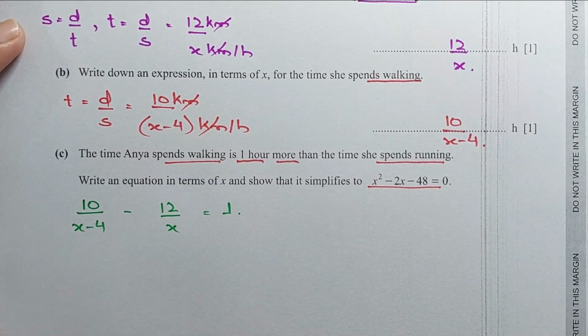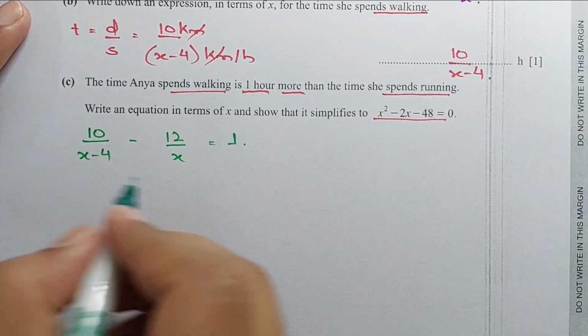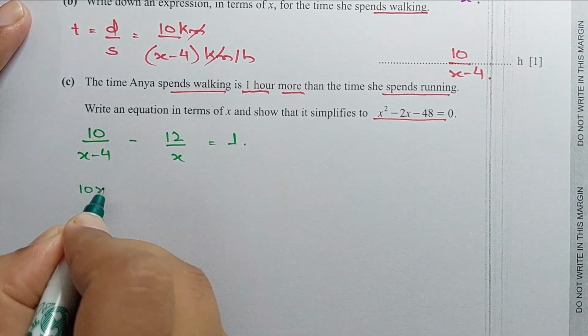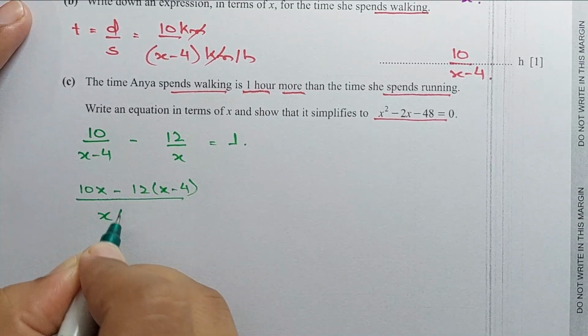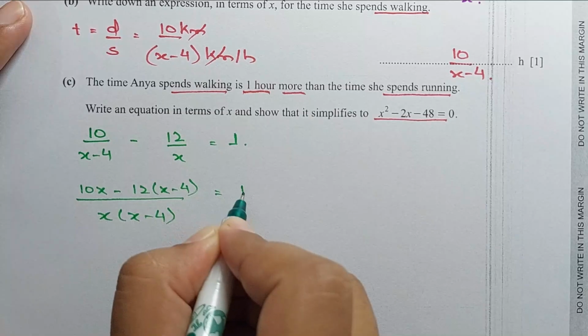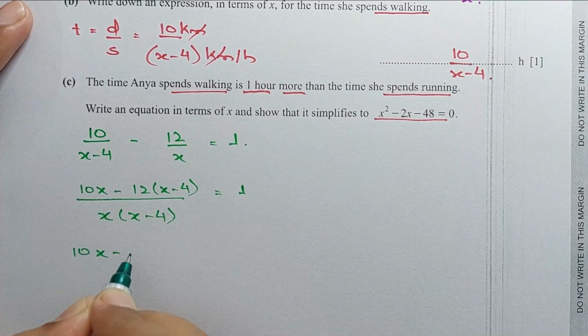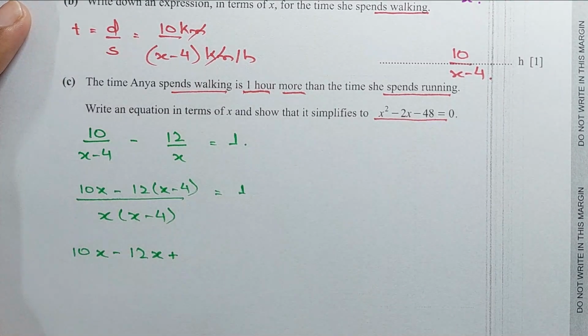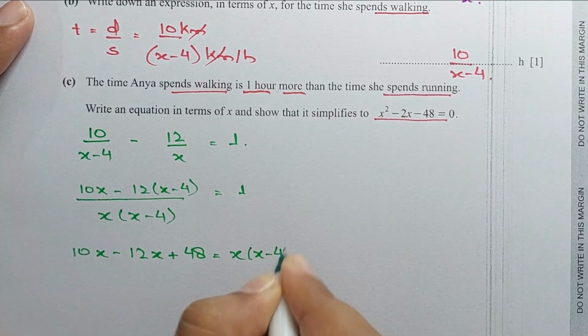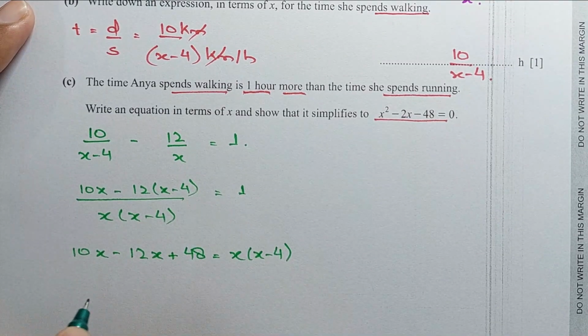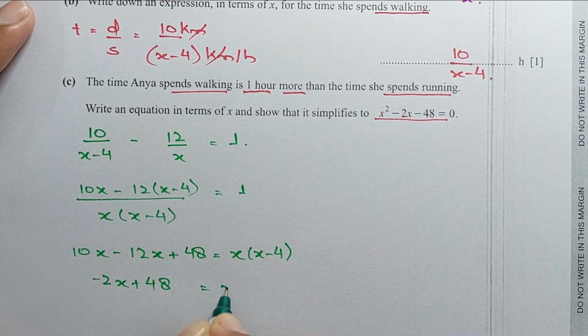Now this is the equation, we have to simplify to get into that form. Now cross multiply: 10 with x minus 12 with x minus 4, over x with x minus 4, equals 1. This is 10x minus 12x plus 12 times 4 is 48. So 10 minus 12, that is minus 2x plus 48. And here we have x square minus 4x.